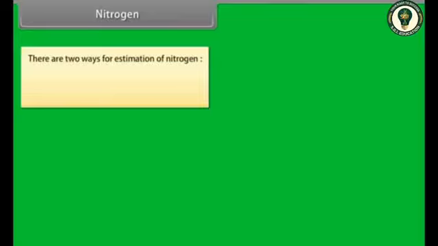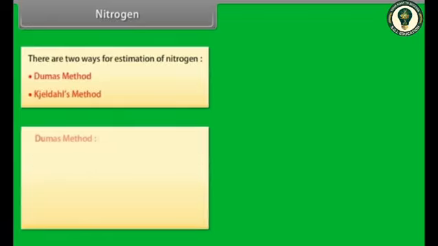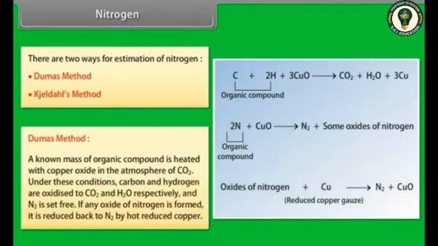Nitrogen. There are two ways for estimation of nitrogen: Dumas method and Kjeldahl's method. Dumas method. A known mass of organic compound is heated with copper oxide in an atmosphere of carbon dioxide. Under these conditions, carbon and hydrogen are oxidized to carbon dioxide and water respectively, and nitrogen is set free.